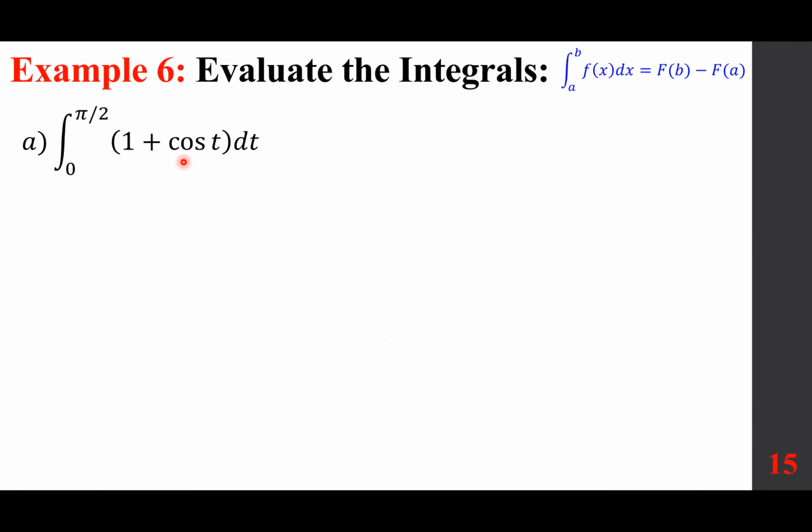Again, we did this for indefinite integral because the independent variable is t. Remember, the derivative of cosine is minus sine, but the integral is positive sine. So t plus sine t. This time we don't put a constant because we are evaluating from 0 to pi over 2.